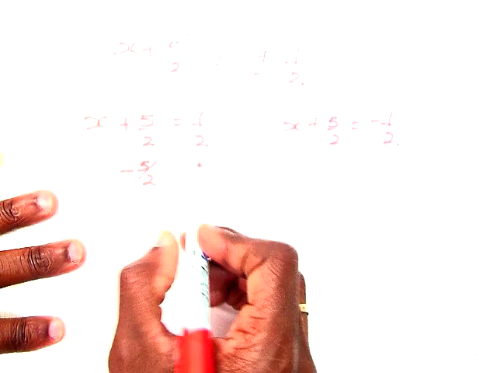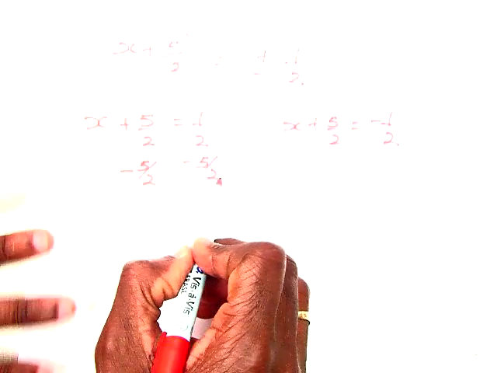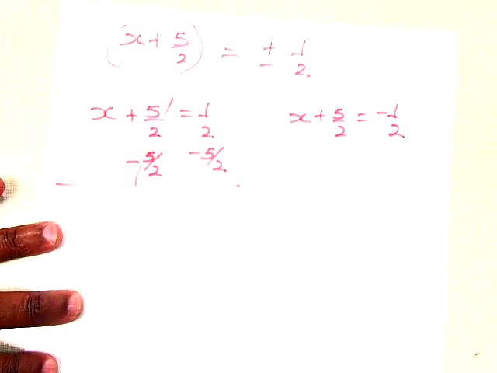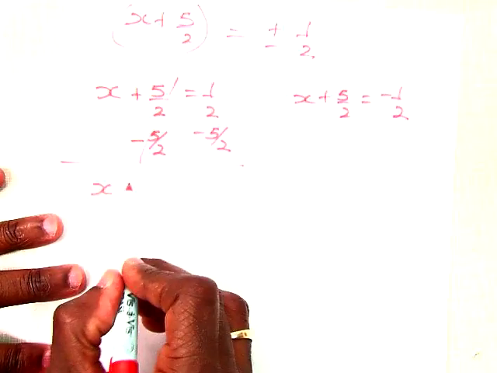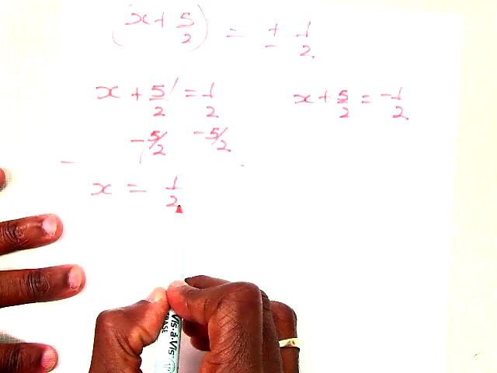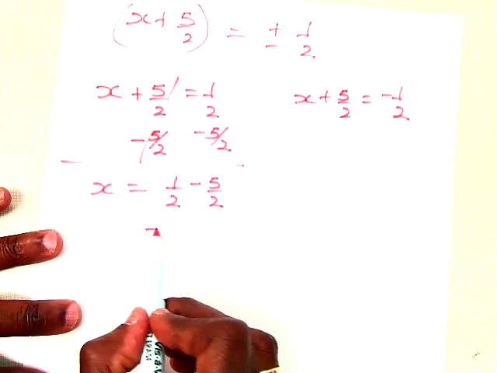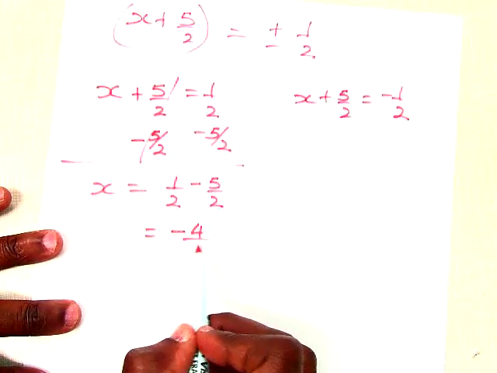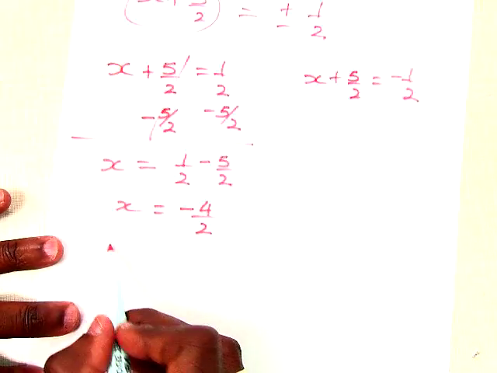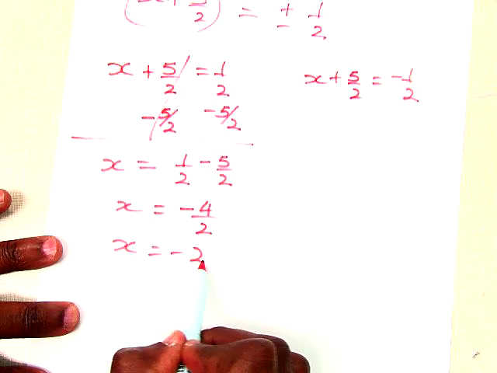So I'm going to minus 5 over 2 from both sides. So that's gone on this side. So now I have x equals 1 over 2 minus 5 over 2. That gives me negative 4 over 2. So x is equal to negative 2.